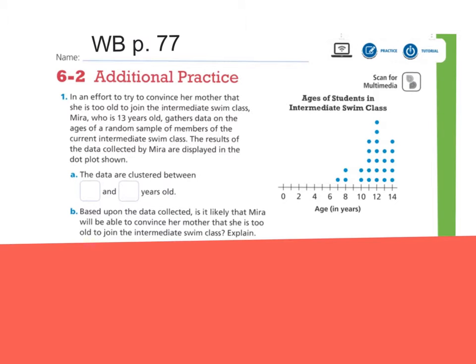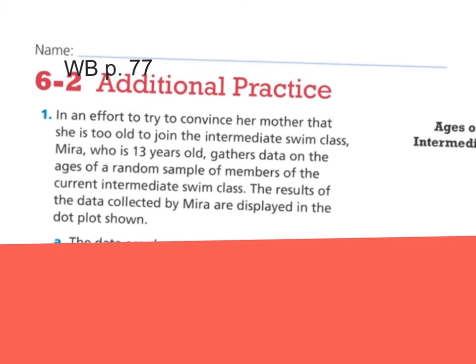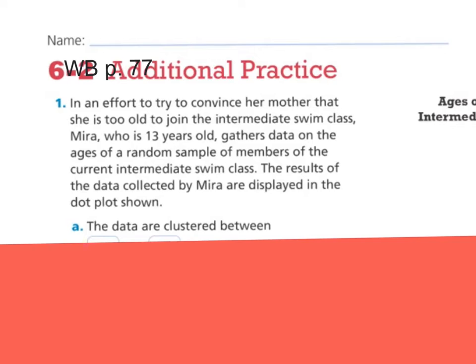Workbook page 77, we're finishing up here talking about drawing inferences from data. So number one, in an effort to try to convince her mother that she is too old to join the intermediate swim class, Mira, who is 13 years old, gathers data on the ages of a random sample of members of the current intermediate swim class. The results of the data collected by Mira are displayed in the dot plot shown.